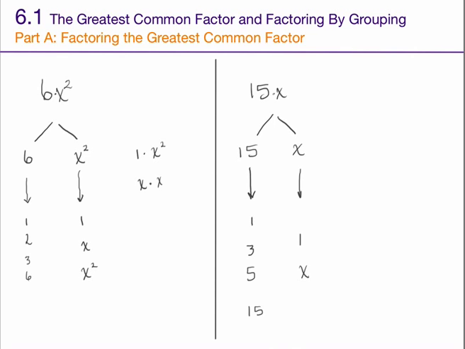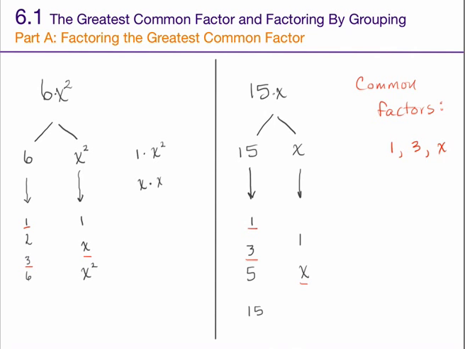So what are the common factors of 6x squared and 15x? What do they have in common? They each have a 1, they each have a 3, and they each have an x. I'm looking for common factors. I could say that this was common as well, but I've already got a copy of 1 in my list of common factors. The common factors of these two things are 1, 3, and x.